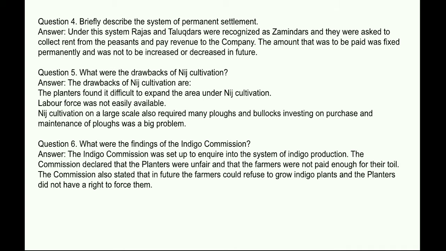Next question: briefly describe the system of permanent settlement. Answer: under this system, Rajas and Talukadars were recognized as Zamindars and they were asked to collect rent from the peasants and pay revenue to the company. The amount that was to be paid was fixed permanently and was not to be increased or decreased in future.